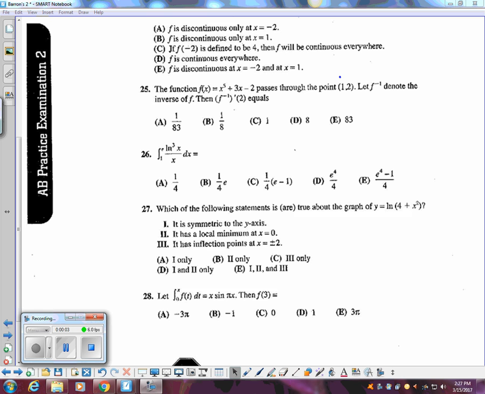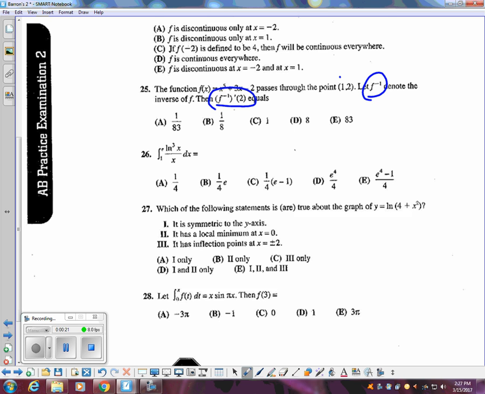Okay, so we're starting with Barron's 2, number 25. Okay, and we're doing inverses. So I have f of x, and I have a point that it goes through. It says that f inverse, and I want f inverse prime at 2.